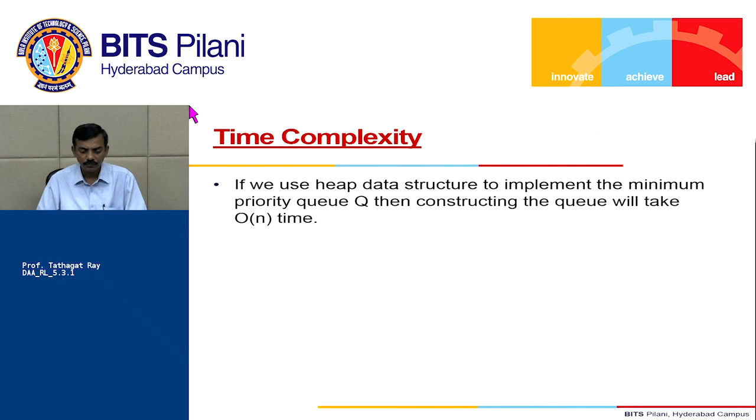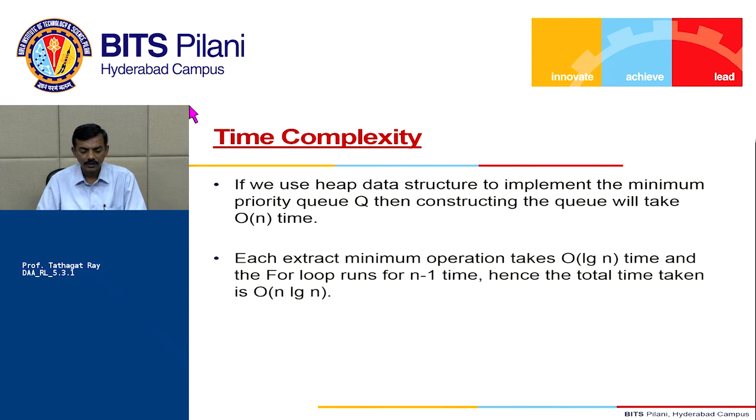So if we use a heap data structure to implement this minimum priority queue, then constructing the queue will take order of n time, and the other priority queue operations in this for loop will take order of log n time. And since your for loop is running from 1 to n, that means it is running n minus 1 times. So the total time taken is order of n log n. Okay. So the complexity is nothing but n log n.